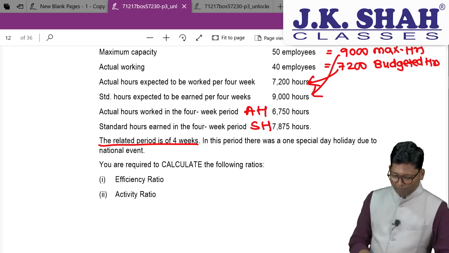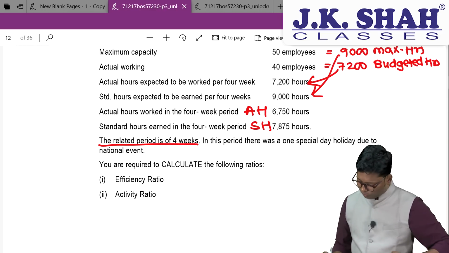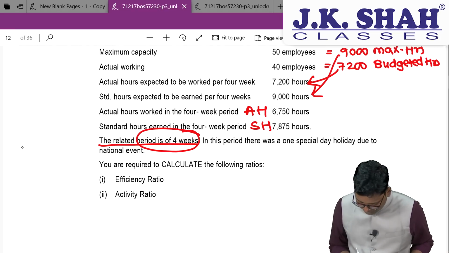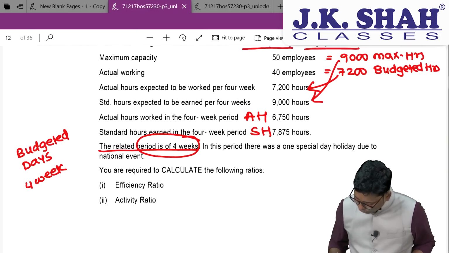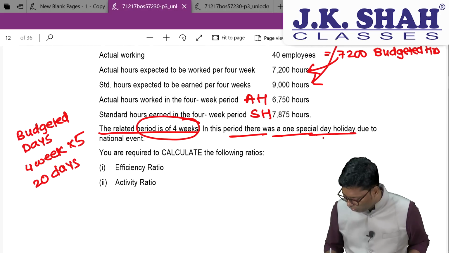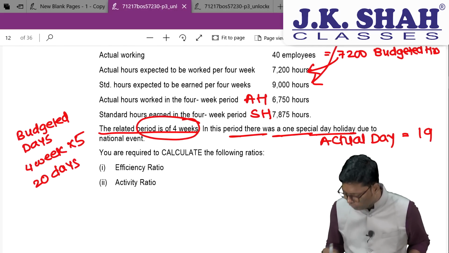By using this number of hours, we need to compute a few ratios, and for that purpose they have given you one more important piece of information. The related period is 4 weeks. According to your budget, every week your workers are going to work for 5 days, so total 20 days are budgeted, but there was one special holiday. That means the actual number of days worked by the workers is only 19.